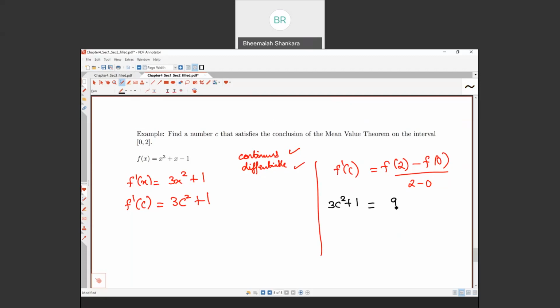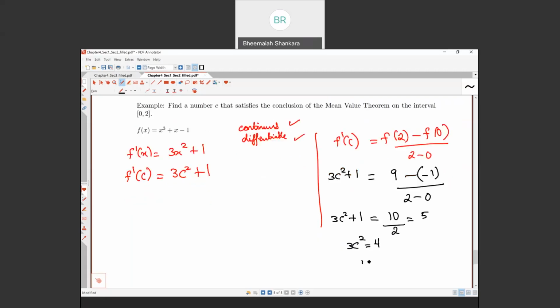Then you write f prime of c as 3c squared plus 1 on the left hand side. f(2) is 9, calculate the functional value at 2. Similarly, calculate the function value at 0, you get negative 1. Then in the denominator, you have 2 minus 0. So you have 3c squared plus 1 equals 9 minus negative 1, which is positive 1, so it's 10 divided by 2, and your answer is 5. So you're going to write 3c squared is 5 minus 1, which is 4. So you can write c squared is 4 divided by 3, or you can write c equal to plus or minus root of 4 over 3.